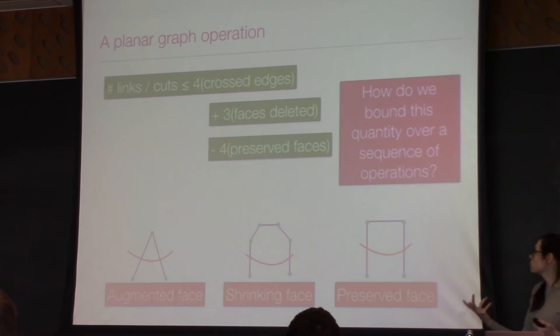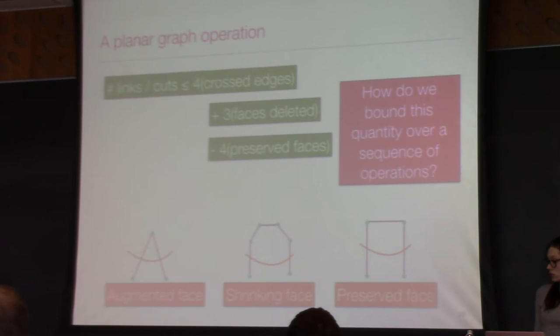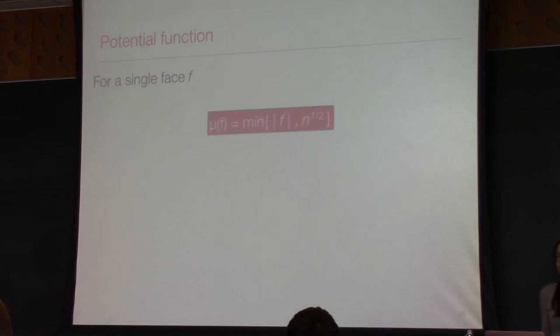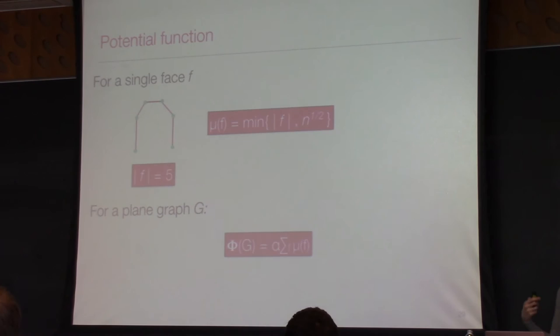So first we'll define a potential function. For a single face, the potential of that face, f, is the minimum of the sides of f, meaning the number of edges on its boundary, and square root n. So in this case, assuming there's some larger structure and square root n is larger, the complexity of this is pi. And for an embedded plane graph, the potential function is simply the sum of the potentials of all of the faces with some constant alpha. I think alpha ends up being something like 16 or whatever, just to make the math work out. But really just think of it as a sum of the potentials.